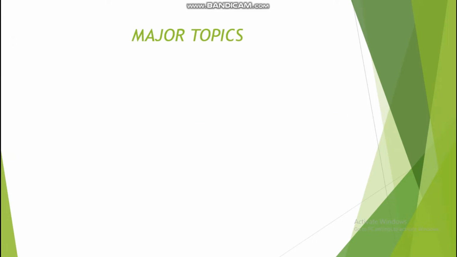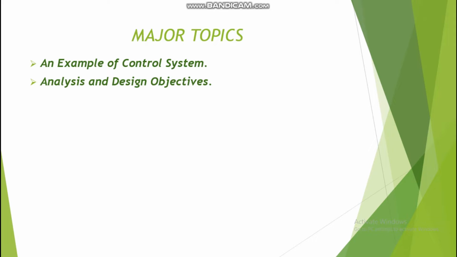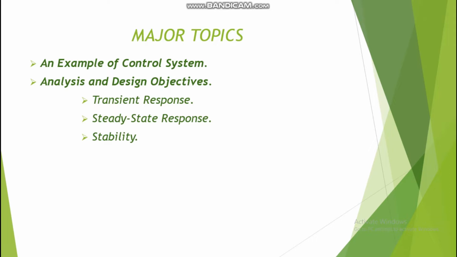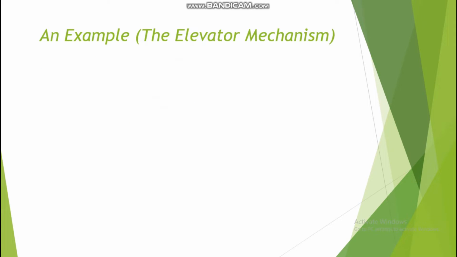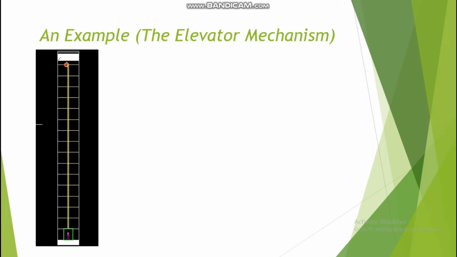In this lecture, we're going to start with a daily life example of a control system, and based on that example, we are going to try to define the analysis and design objectives of a control system, that are basically the two major responses, the transient response and the steady state response. Finally, we are going to try to define the stability of a system based on certain examples and its importance in the overall design process. Now let's start with the example of a 15-story building.